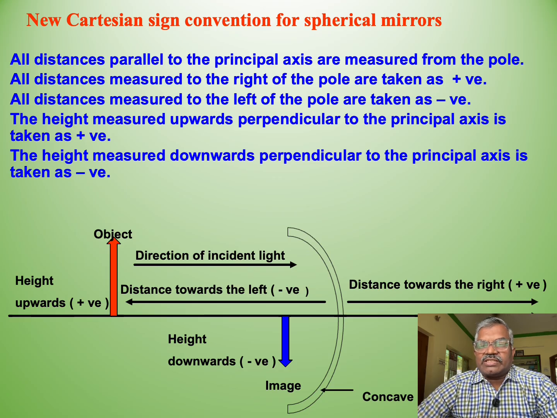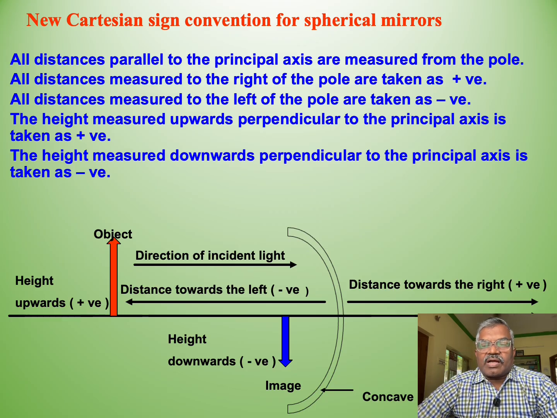Distances measured to the right of the pole are positive, as I already told you, and distances measured to the left of the pole are negative. Heights measured vertically upward from the principal axis are positive. Heights measured vertically downward from the principal axis are negative.